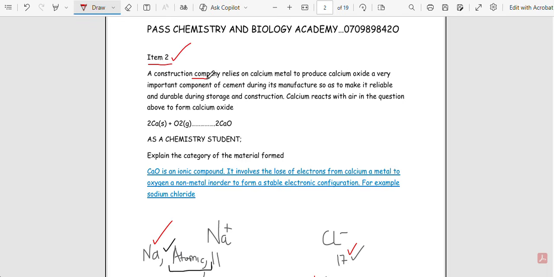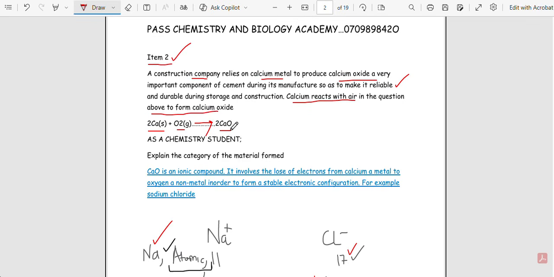Now, let us see a sample question. I always want sample questions, because yes, the notes are there, but how is it being set? Let's look here. So we have a sample question, and it is always going to come from item 2. They told us a construction company relies on calcium metal to produce calcium oxide, which is a very important component in cement during its manufacture, so as to make it reliable and durable during storage and construction.